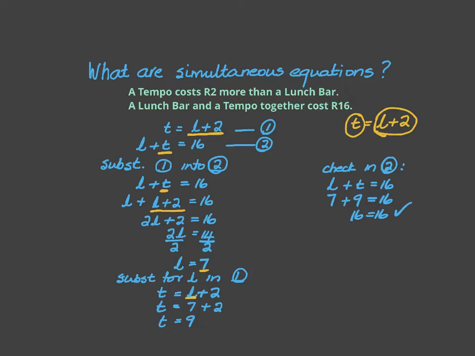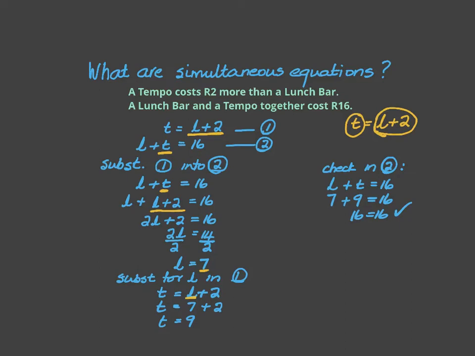You're telling the person who's reading your work what you are doing. Write down equation 2, L plus T is equal to 16. And then in your next line, you write L plus, now instead of T, you substitute L plus 2. So L plus 2 is 16. Then you solve that equation. I got L is equal to 7. So I know what L is. I need to find out what T is.